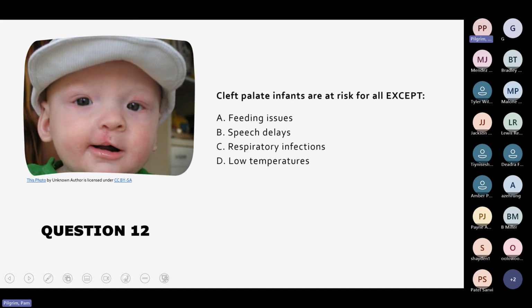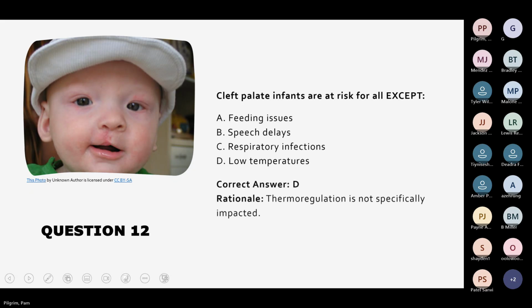Cleft palate infants are at risk for all except for what? The answer is D. Thermoregulation is not specifically impacted. Doesn't mean that they couldn't have a separate problem, but it's not necessarily associated with the cleft palate.